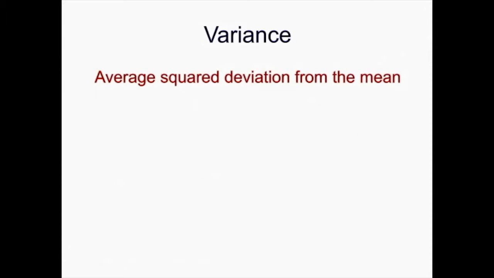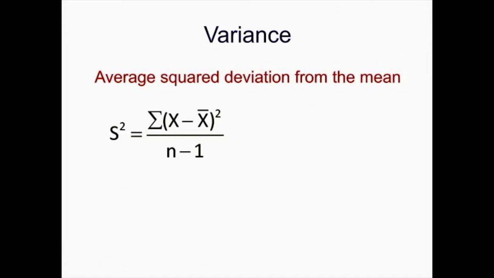Unlike the range, the variance takes into account all of the data. It is defined as the average squared deviation from the mean. This is the definitional formula for the variance. We use s squared to represent the sample variance.